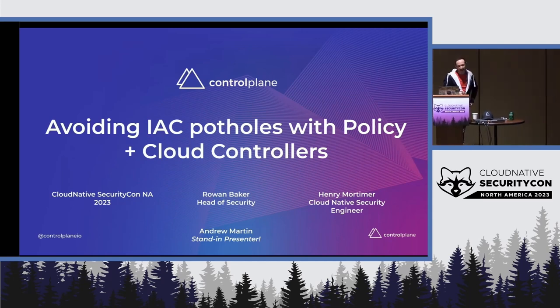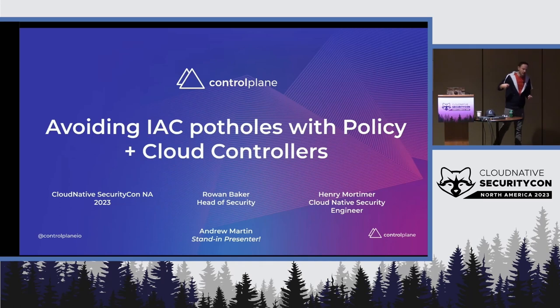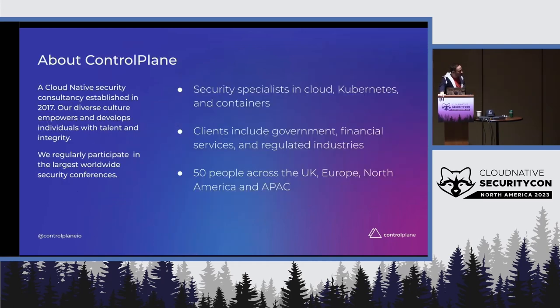We will be talking about infrastructure as code potholes with cloud controllers. This is the sort of reverse intersection of GitOps, essentially, and event-driven automation. So when we're trying to do infrastructure as code with event-driven automation, where are the footguns, how do we fix things, and where can existing tooling come into play? So we're going to talk about some pain points we've seen around configuring infrastructure securely at scale within large organizations, using cloud and policy controllers in Kubernetes to address some of these issues. And as I say, huge thanks to Rowan and to Henry.